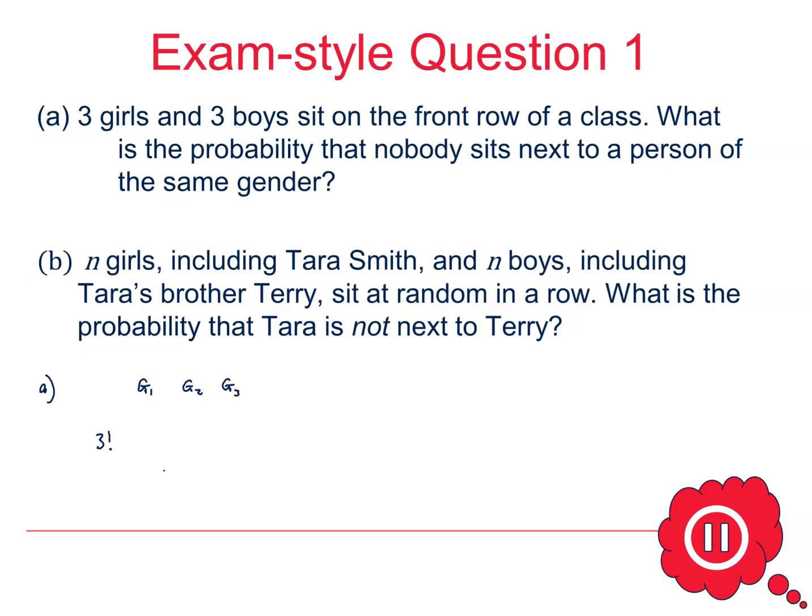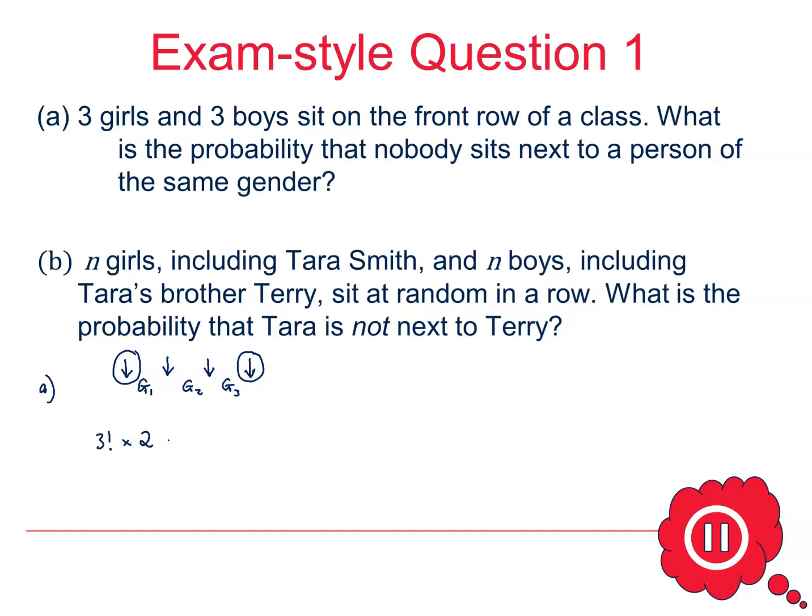And then I've got to put the boys in, and the boys need to go in the gaps. Now I've got 4 gaps, including the ends, but I haven't got complete freedom about where I put the boys, because I must put boys into these 2 gaps here to keep the girls separate. So in fact the only choice I have is whether to use this end or this end. So I have exactly 2 choices about which 3 gaps I use.